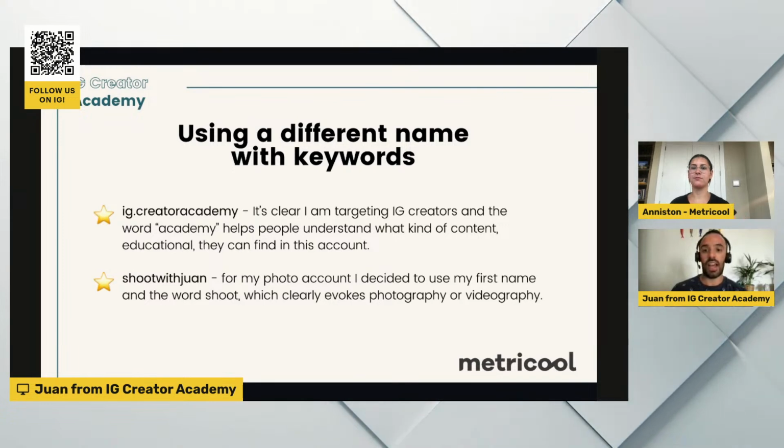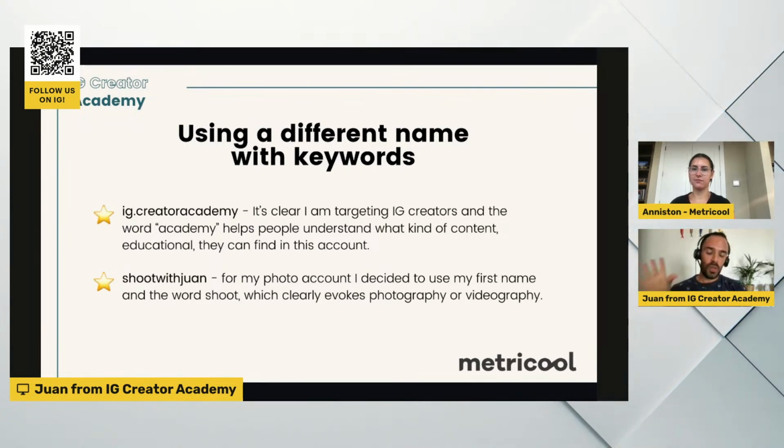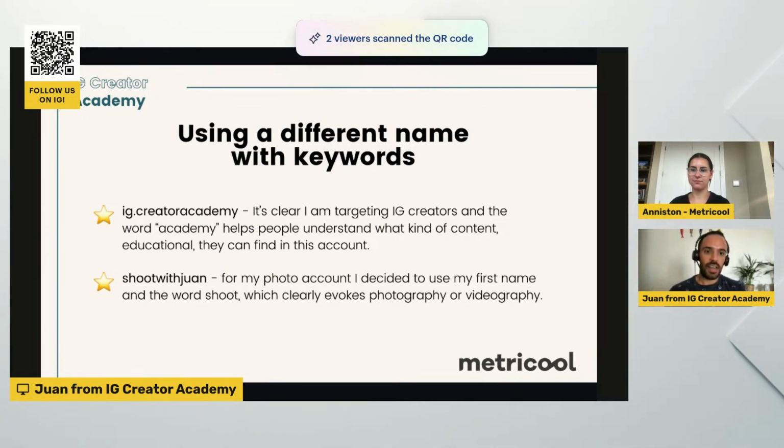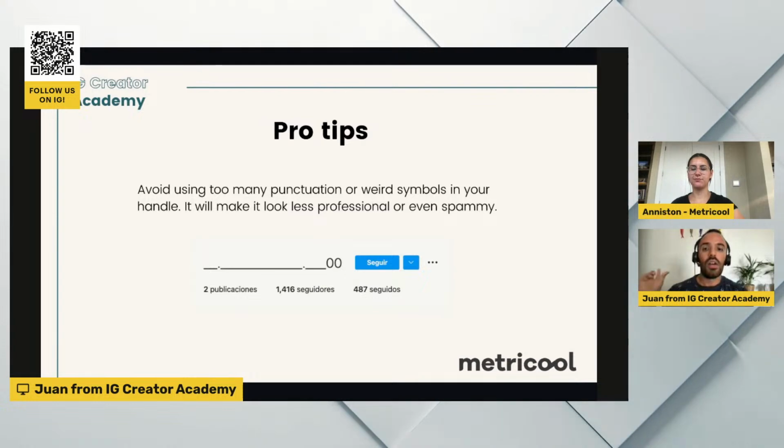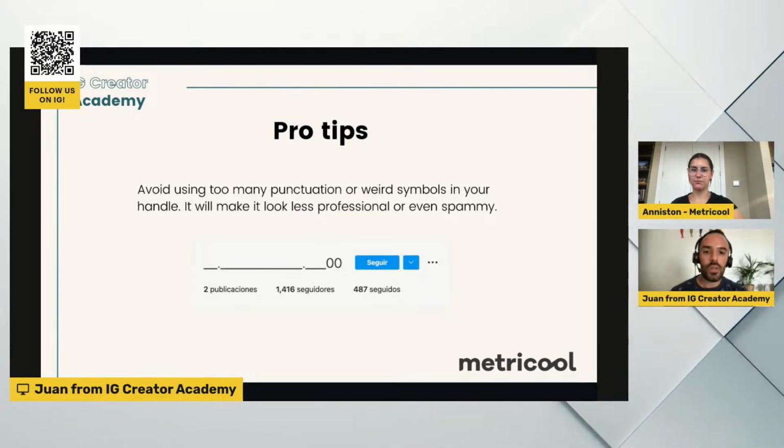And in this travel account, I did use my name, but I used this word shoot, which definitely evokes photography or videography. So you can choose between using your own name or using keywords that represent what you do in your handle. Some pro tips here: avoid using too many punctuations or weird symbols like this. It will make your account look less professional or even spammy.